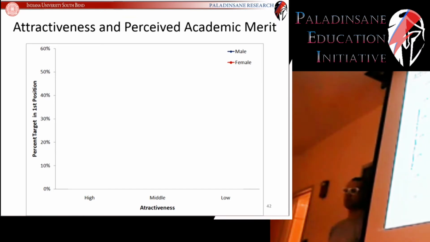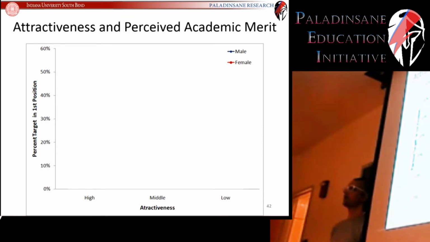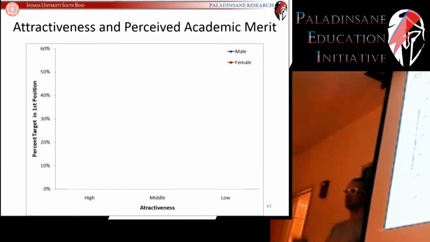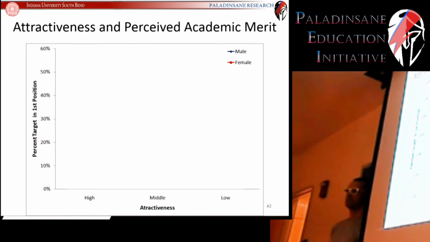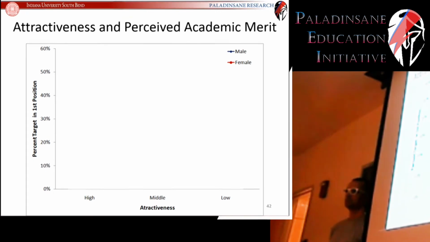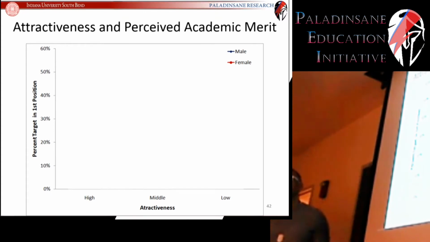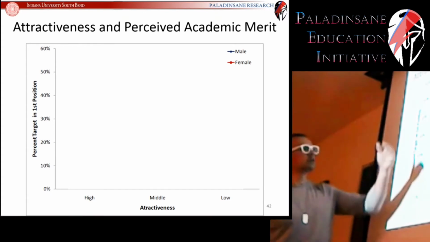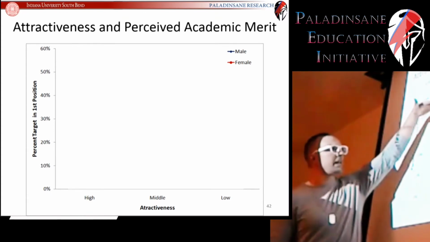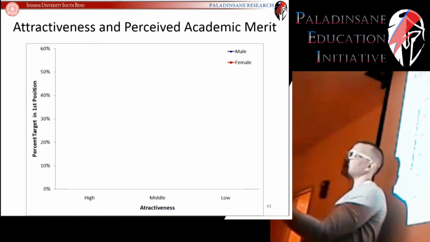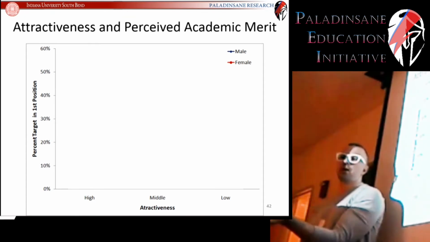No? Okay. Does anybody have opinions on what's going to happen with males? Is it going to be different? I think with males, it'd be almost the opposite. I think the highly attractive males will get more scholarships because attractive men are more considered intelligent. Okay. So in that case, that would be a more straightforward example of the halo effect.